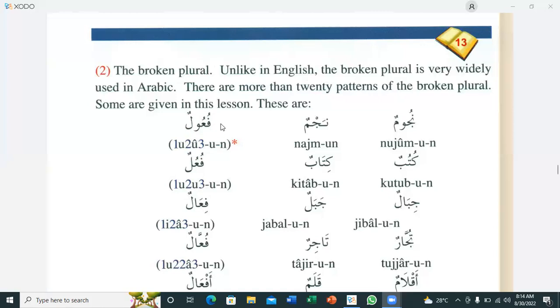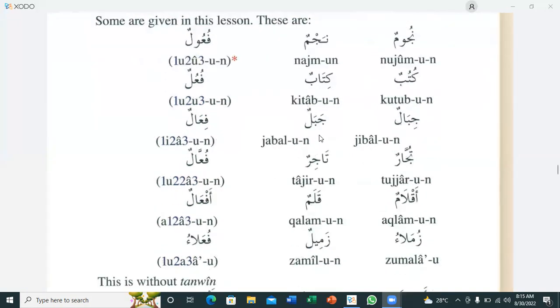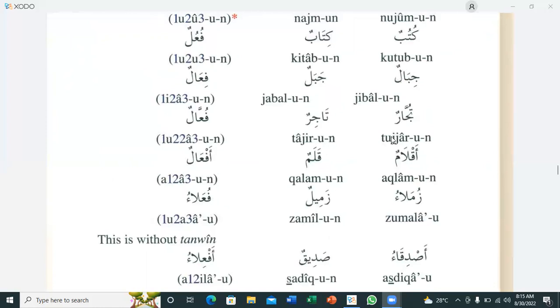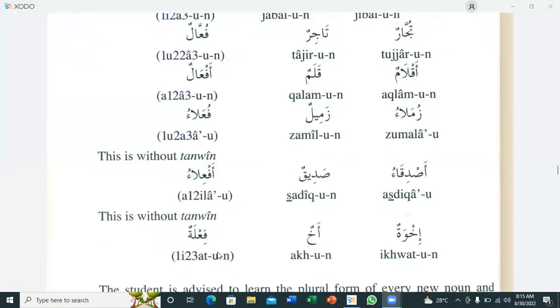Najmun is the singular word and the plural on the pattern of fu'ulun is nujumun. Najmun means one star and nujumun means stars. Kitabun is a singular word and on the pattern of fu'ulun, kutubun is the plural word. Fi'alun: jabalun is the singular word and jibalun on the pattern of fi'alun is the plural word. Fu'alun like tujjarun. Af'alun like aqlamun. Fu'ala'u like zumala'u. Af'ila'u like ashdiqa'u. Fi'ilatun like ikhwatun.